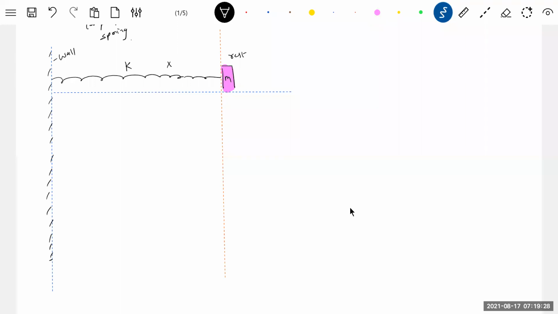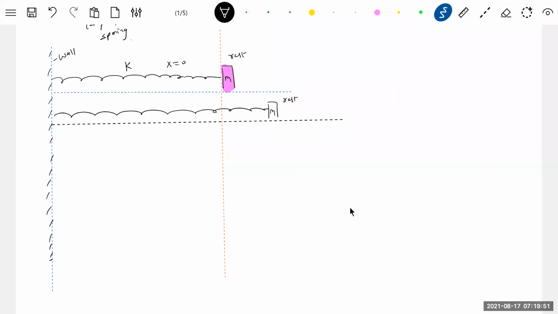Initially there's no elongation or compression, and that is the state of the block attached. Now an external agent will come, and he is going to pull the block. I'm going to pull the block here, slowly, from rest to rest. Then how much did it get elongated? Say by x. Let me say x here.